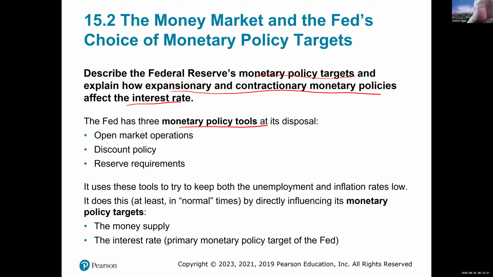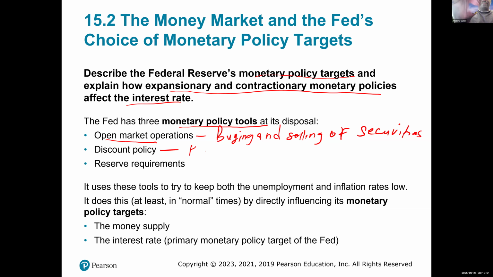The Federal Reserve has what they call open market operations, which is buying and selling of securities, mostly treasury securities, treasury bonds. We saw that in the previous chapter too. And then the discount policy, this is the Fed's lending to banks, charging a discount rate.